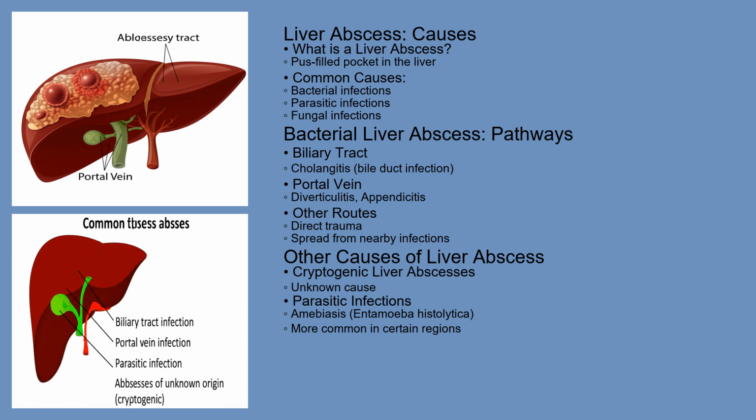One way is through the biliary tract, often due to conditions like cholangitis, which is an infection of the bile ducts. Another route is through the portal vein, which carries blood from the intestines to the liver. Infections like diverticulitis or appendicitis can spread this way. Direct trauma to the liver or spread from nearby infections can also lead to abscess formation. In some cases, the cause remains unknown, referred to as cryptogenic liver abscesses. Parasitic infections, particularly amebiosis caused by Entamoeba histolytica, are a significant cause in certain parts of the world.